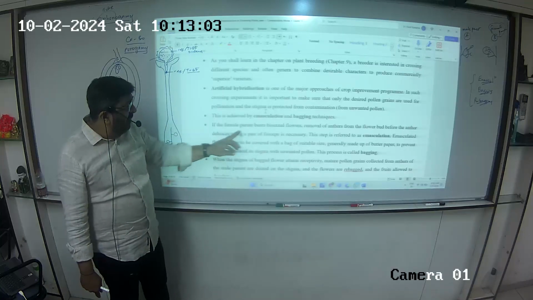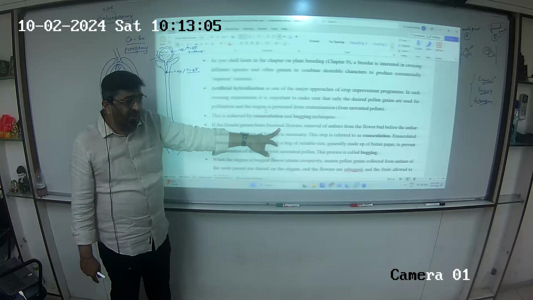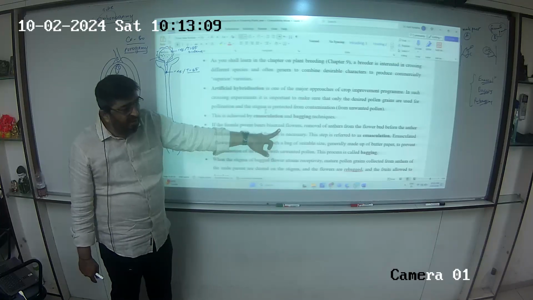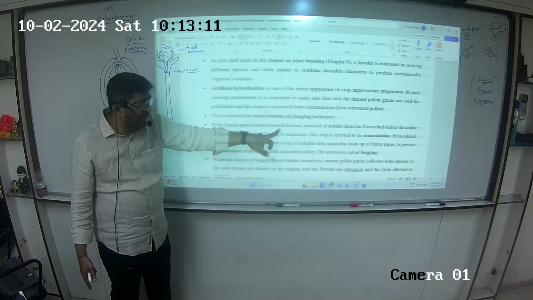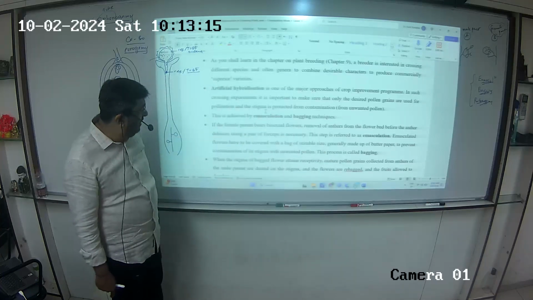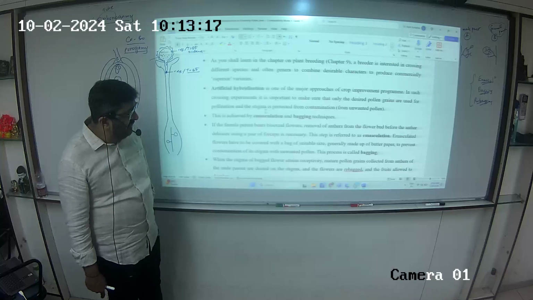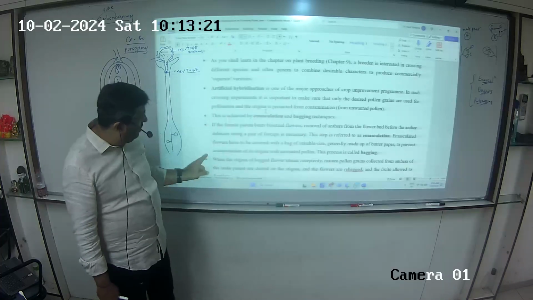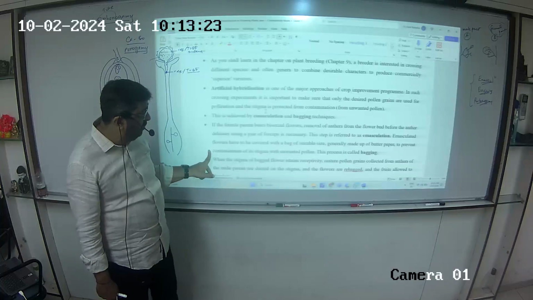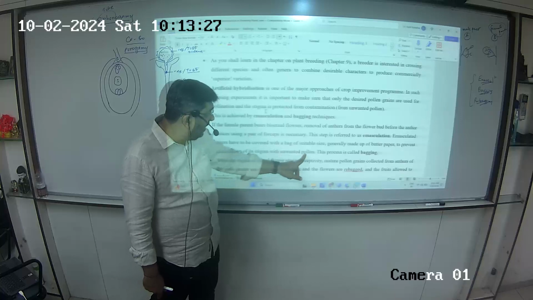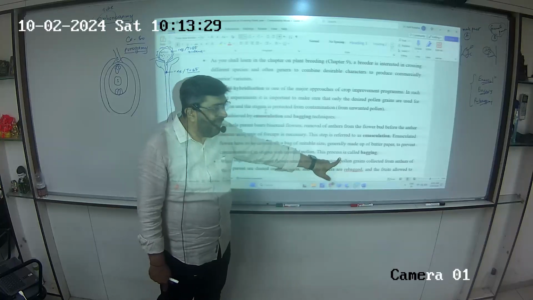If the female parent bears bisexual flowers, then there will be two conditions here. Either the female parent has got bisexual flowers, or unisexual flowers. Removal of anthers from the flower bud before the anther dehisces is necessary. This step is referred to as emasculation. The emasculated flower has to be covered with a bag to prevent contamination by unwanted pollen. This is called bagging.